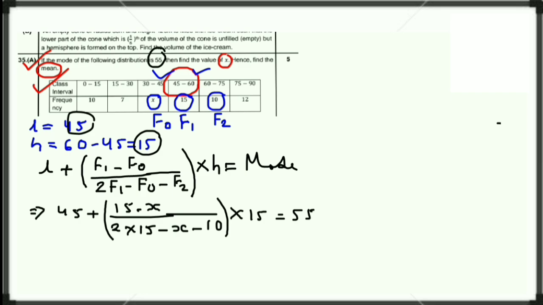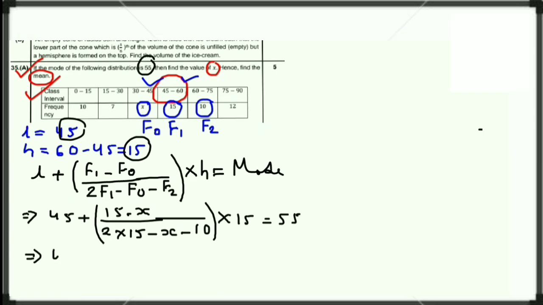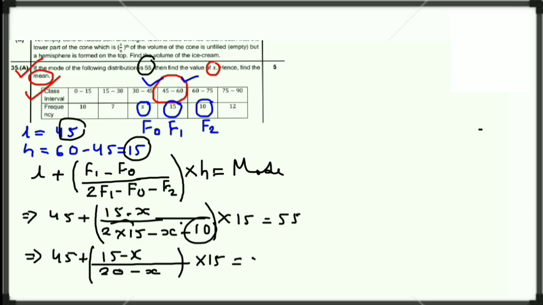Now let's solve. 45 plus 15 minus x, and here 2 into 15 is 30, and 30 minus this 10 we have 20, minus x into 15 equal to 55. Okay, now let's proceed to the next page.